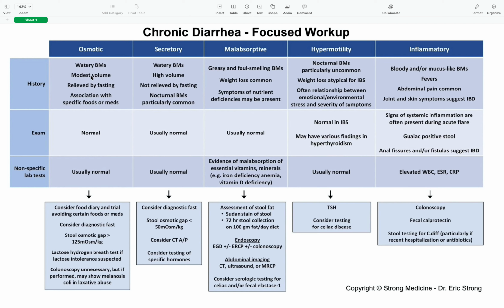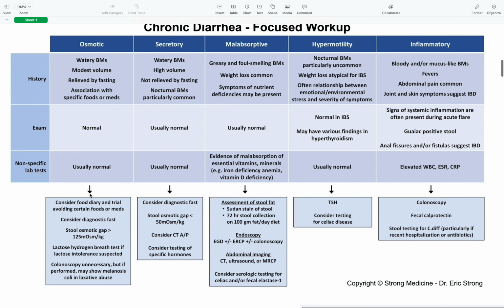Okay, and it is relatively relieved by fasting versus secretory, which is not relieved by fasting. And in examination, the osmotic diarrhea is normal. And there's no specific lab associated with osmotic diarrhea. So what you need to consider, however, is to maintain a food diary and a trial avoiding certain foods or medications. And consider a diagnostic fast.